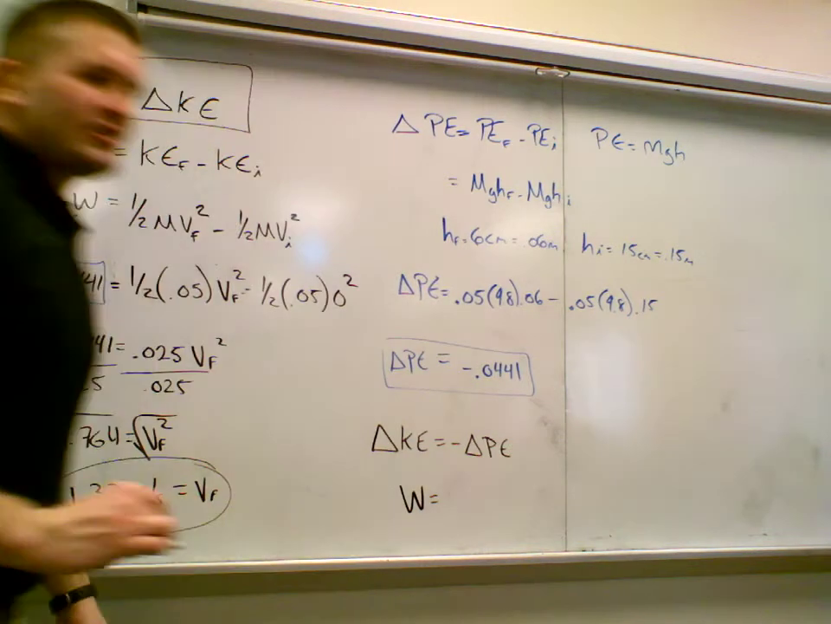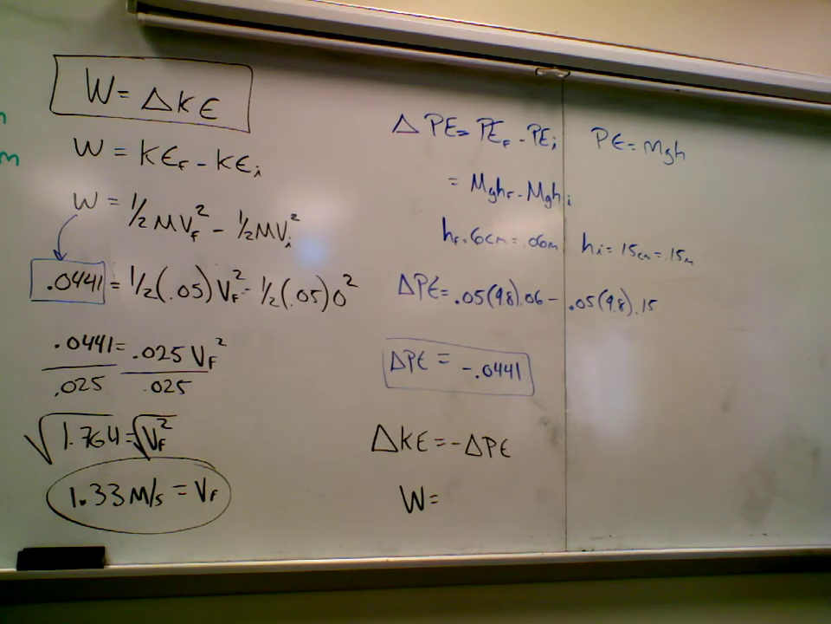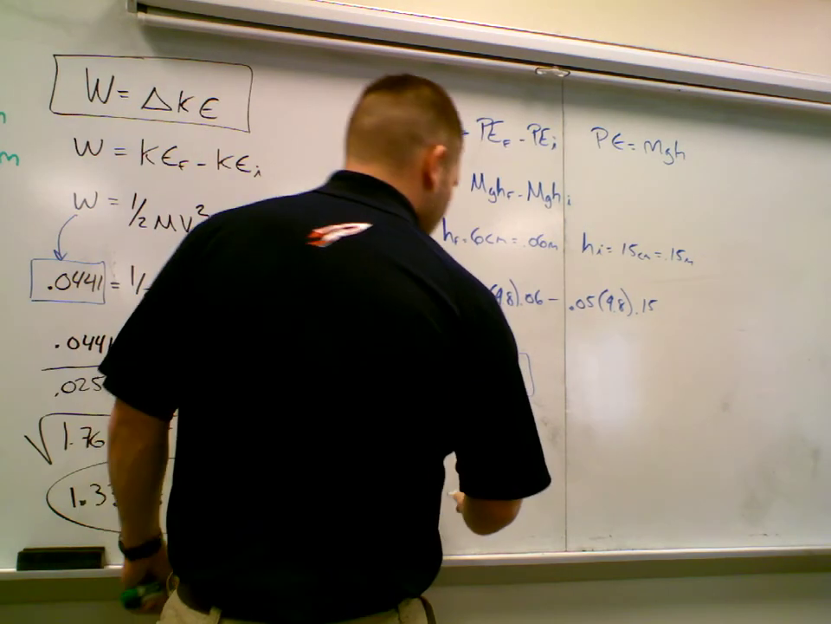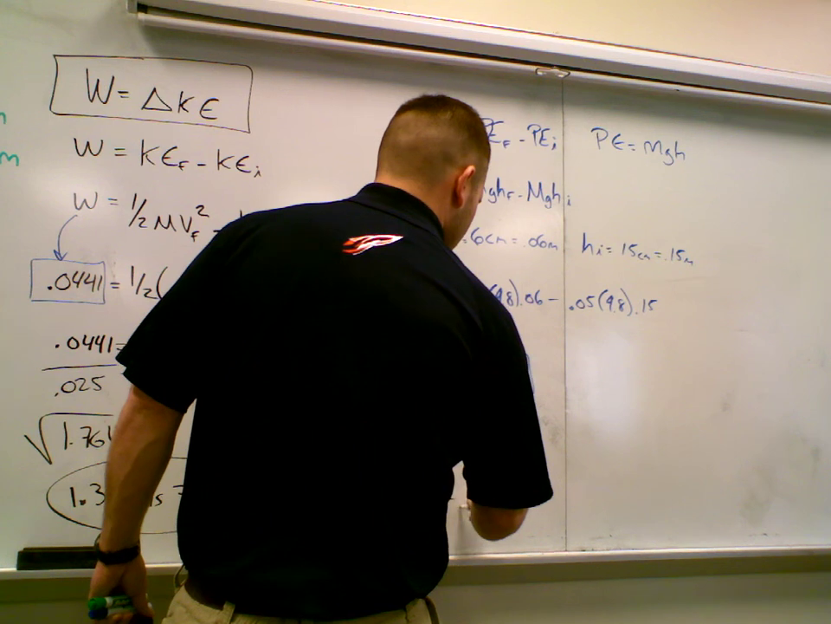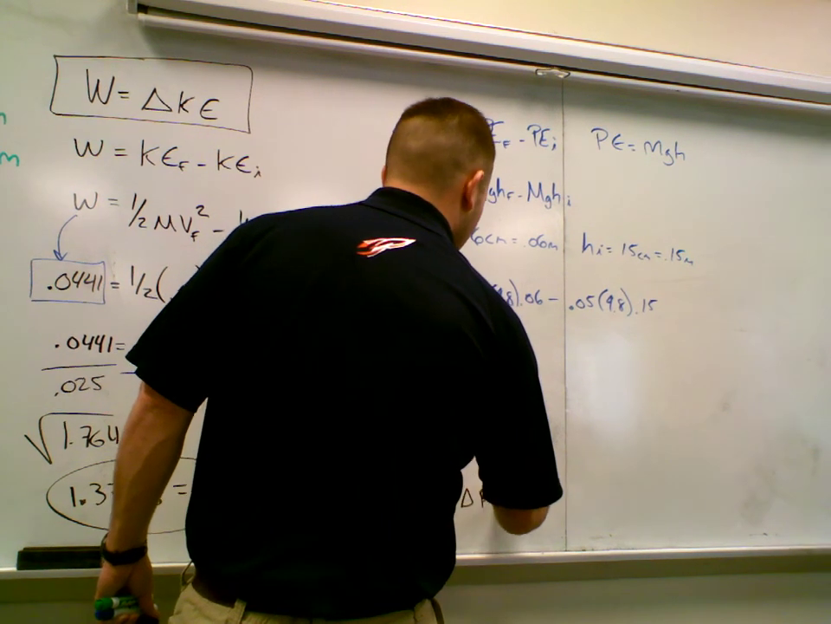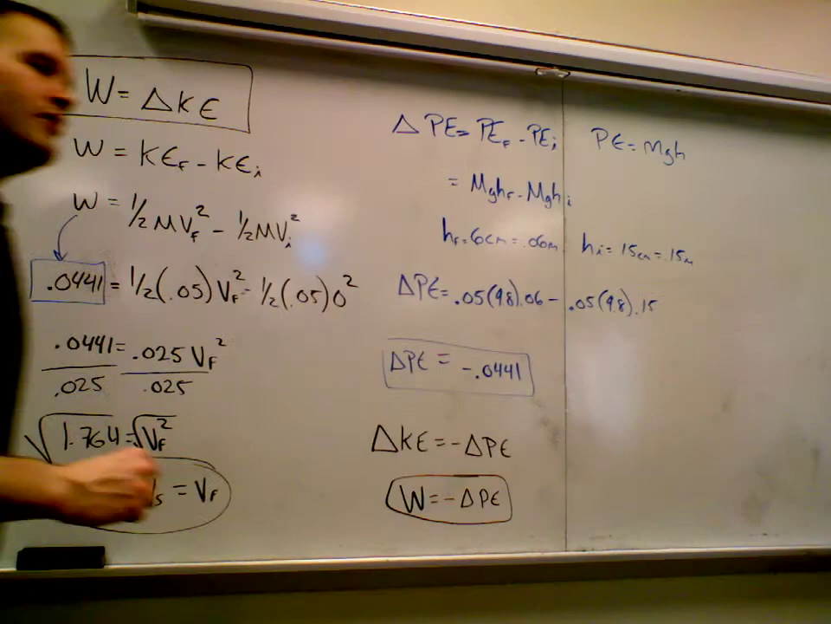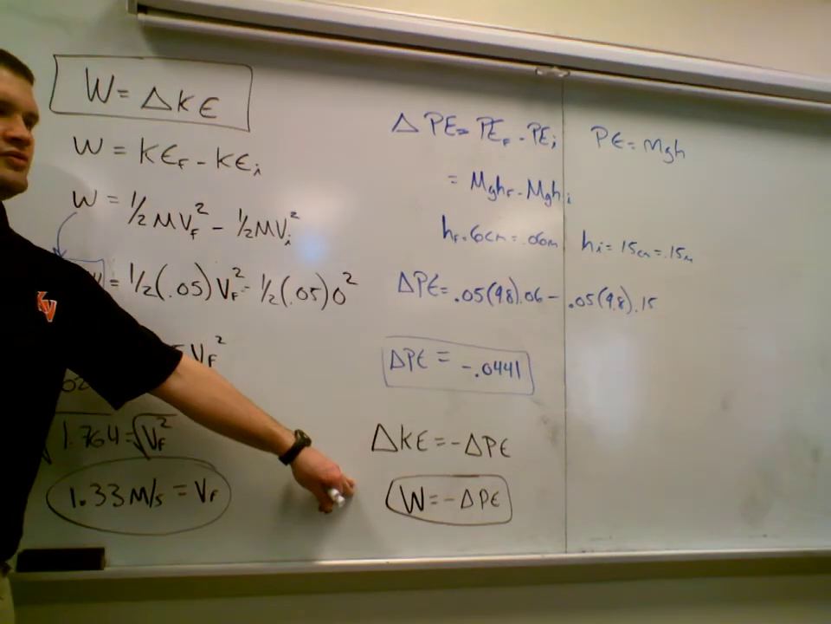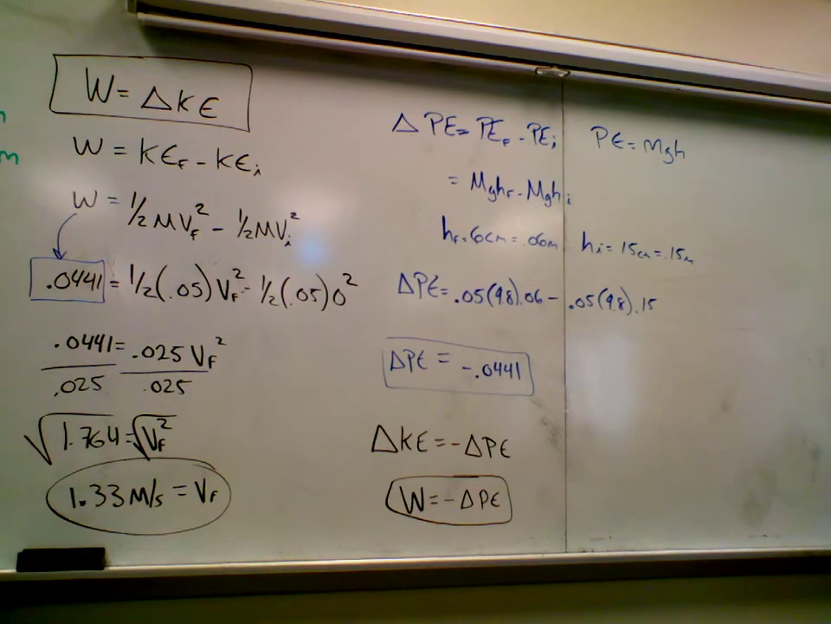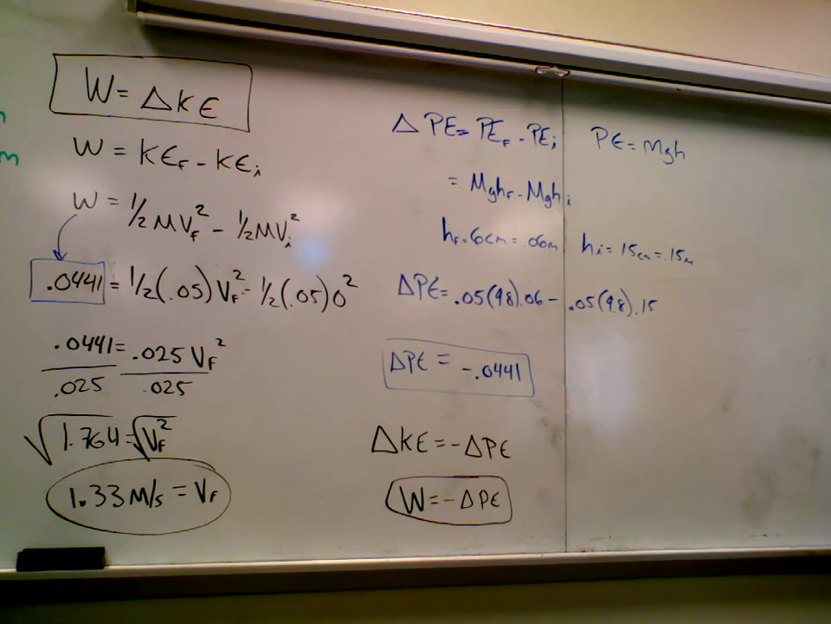Now, what's the relationship between work and the change in potential energy? It's the opposite. It's the negative. The work was 0.0441 joules, and the change in potential energy is negative 0.0441. So would you agree with this equation? Yes. So work equals the negative change in potential energy. Does that make sense, guys?